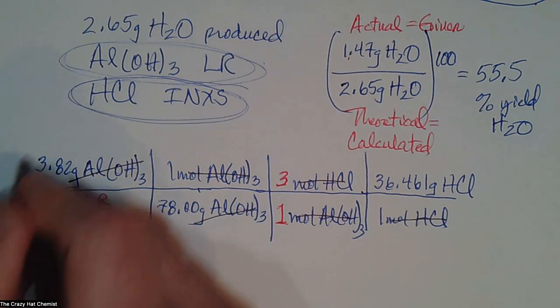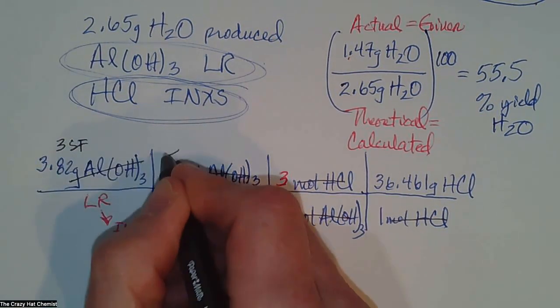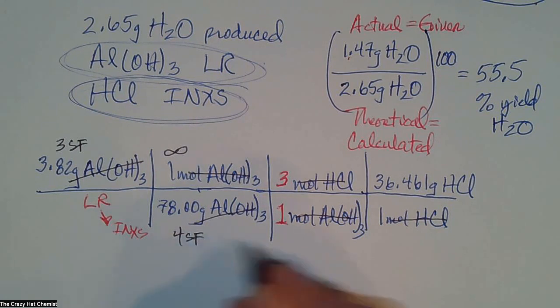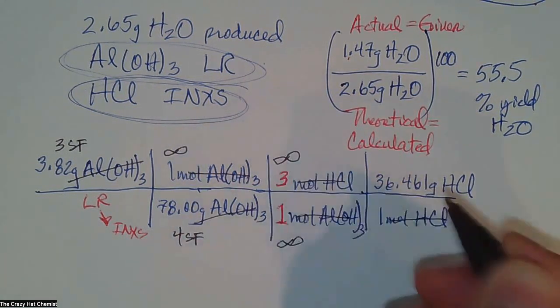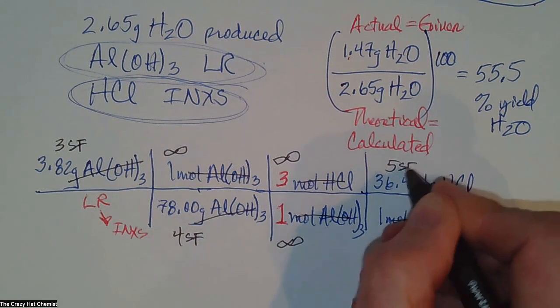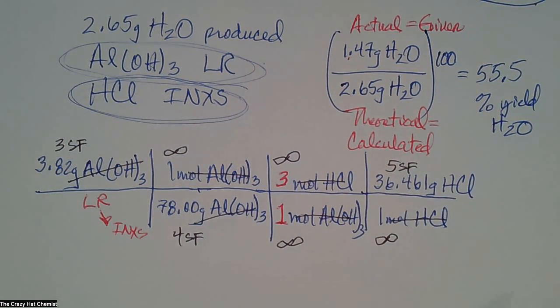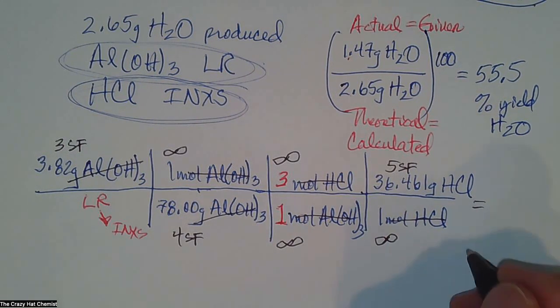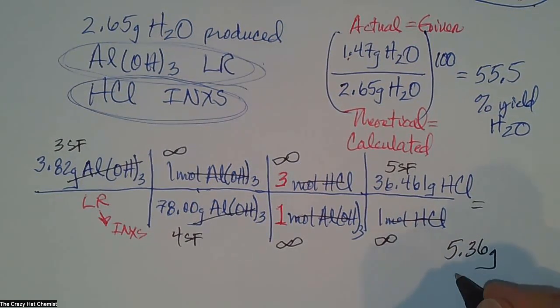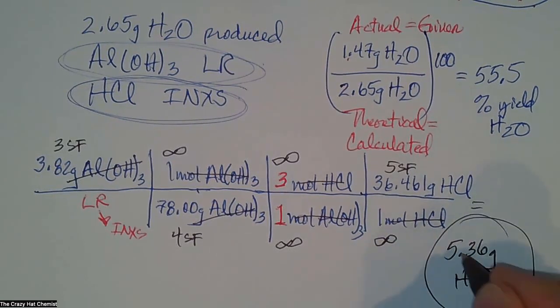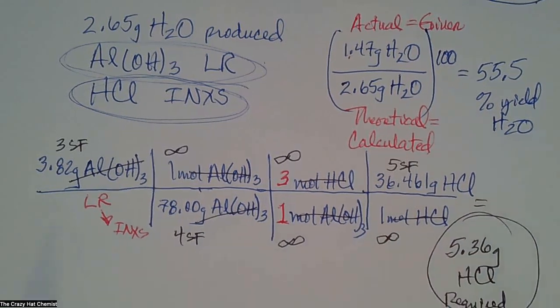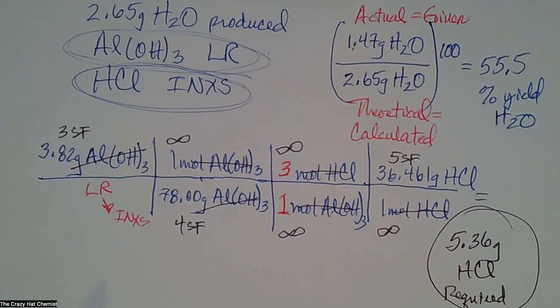I'm looking at significant figures: 3 significant figures, infinite, 4 significant figures, infinite, infinite, 5 significant figures, and infinite. So the fewest number of significant figures I have on this is 3. So I'm going to plug this in. I'm going to get a numeric value, and that's 5.36 grams HCl. This is the amount that is required. This is how much is required or how much is used.